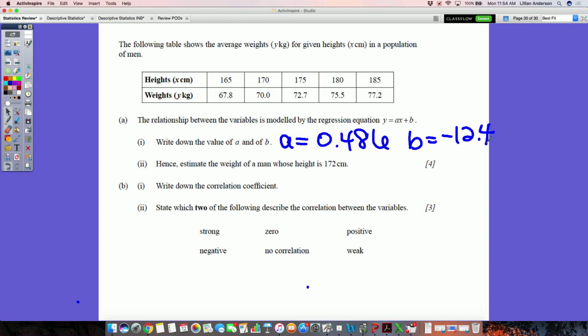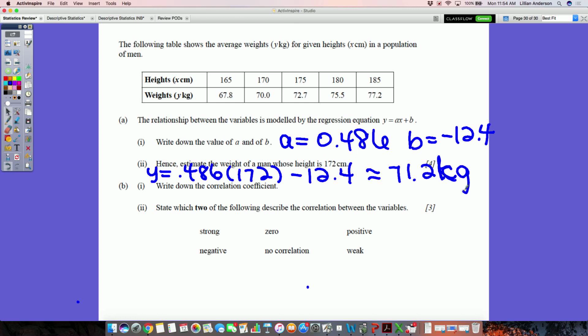Now, I will say this. If it says write down the equation of the regression line, make sure it does have a y equals, okay? Because that does make it an equation. In this case, you're just writing down A and B, so you were good. Hence, use this to estimate the weight of a man whose height is 172. So you should have just plugged in 172 for x to get what? 71.2 kilograms. We're talking about his weight.